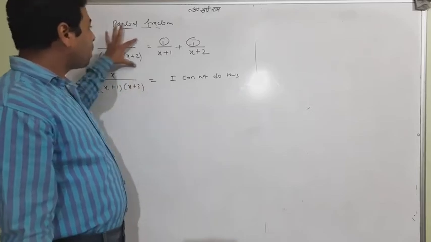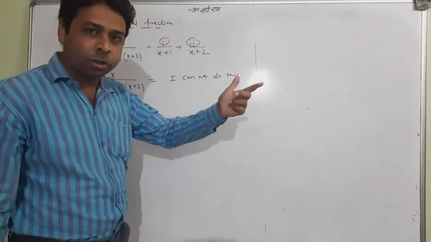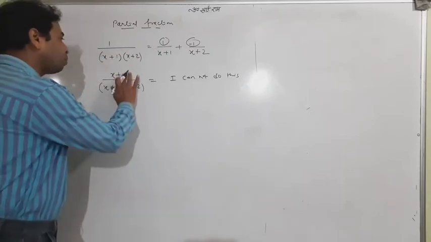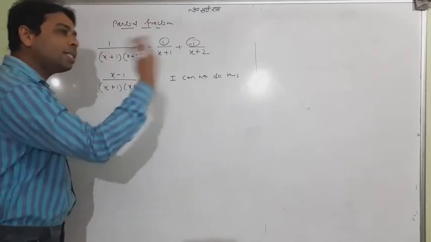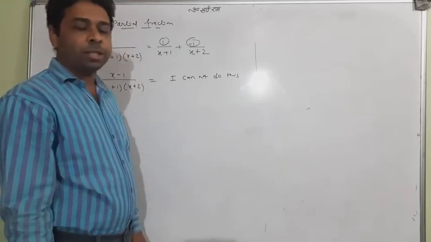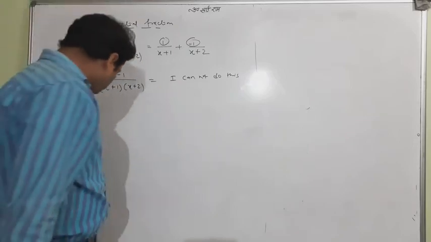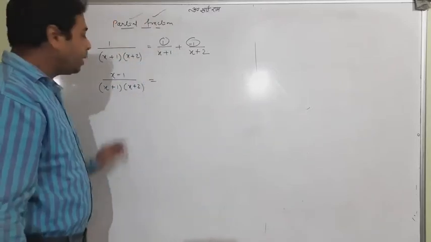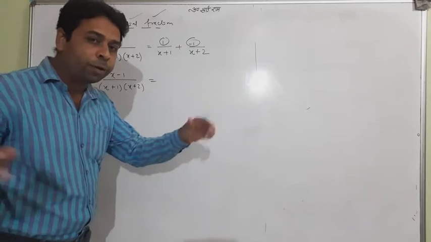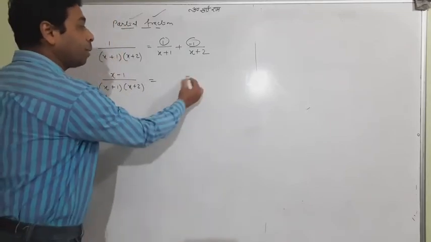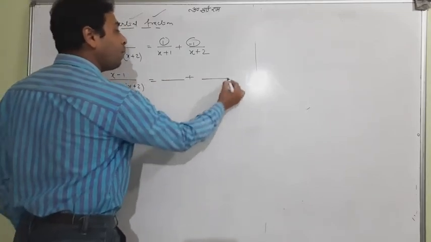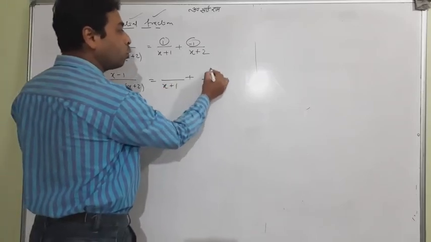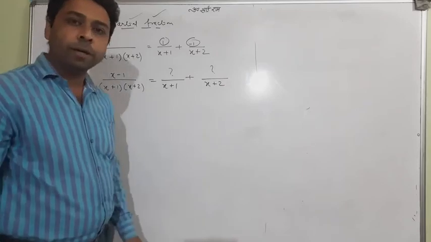Actually, this was a very simple term which I could balance. But if x plus 1 is coming, x minus 1 is coming, or something else is coming, it's not so easy to separate the denominator. What is the main thing? The partial fraction means you are going to separate the denominator into two different parts, two different sections with plus or minus sign. I know that if I separate into two terms, x plus 1 will be here, x plus 2 will be here, but I don't know what these two will be.